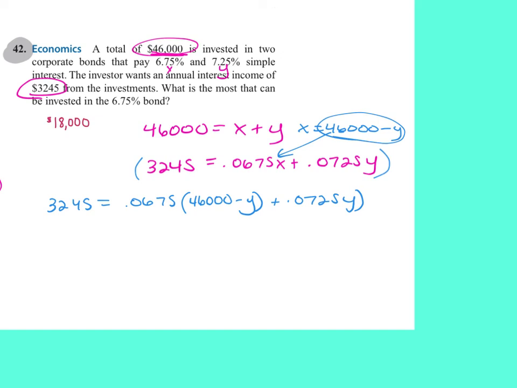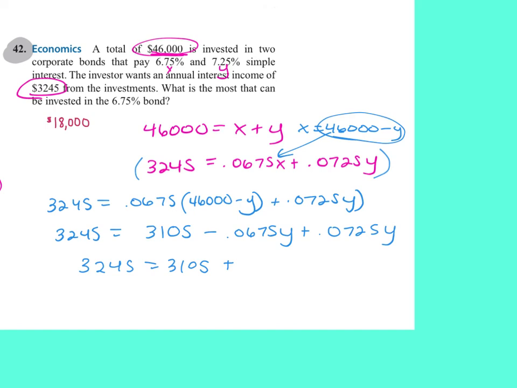So 0.0675 times 46,000 is 3105 minus 0.0675Y plus 0.0725Y. So then 0.0725 minus 0.0675, 3245 equals 3105 plus 0.005Y. 3245 minus 3105, 140. Oh, this is my Y. And then divide.